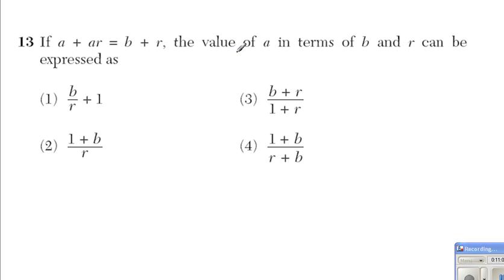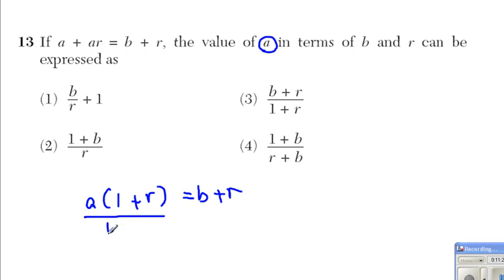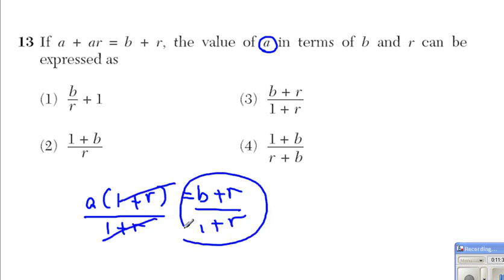Alright, this is a very good question also. We want to find out the value of a. That means we want to leave a by itself, and then everything else is on the other side. You'll notice that a is here and here. Since a is in the same location, we can factor a out, and then we'll get a times 1 plus r equals b plus r. Now how can you leave a by itself? We divide by 1 plus r. These two cancel out, and we are left with b plus r over 1 plus r. So we'll end up getting choice number 3.